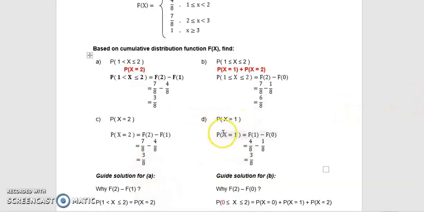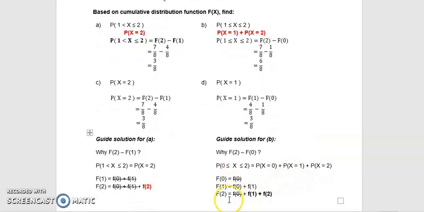Last one here, we want probability of x equal to 1. Based on cumulative, f1 minus f0. Again, you list like this. We want x equal to 1 only. So f0 minus f0 will be 0, and then later on we are left with f1 only. So why cannot f2 minus f1? If f2 minus f1, f0 minus f0 is 0, f1 minus f1 is 0, so later on only f2, but we want x equal to 1 only. So that's why here f1 minus f0.